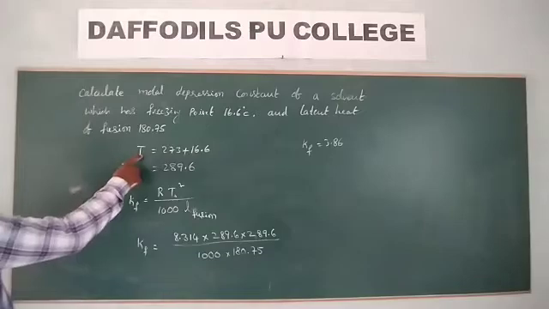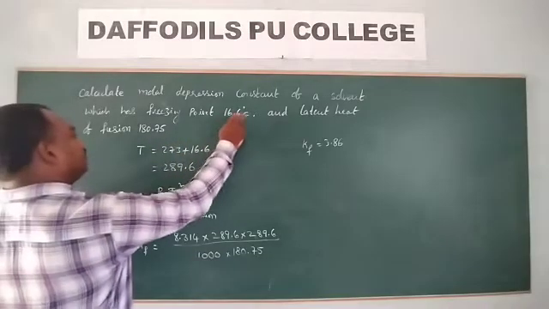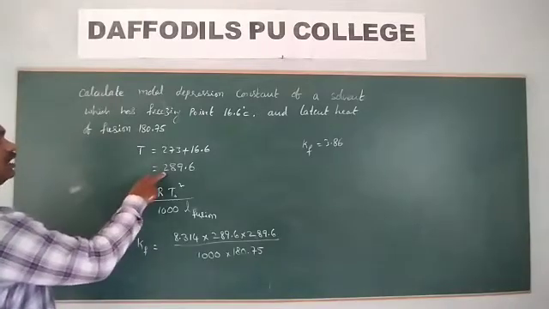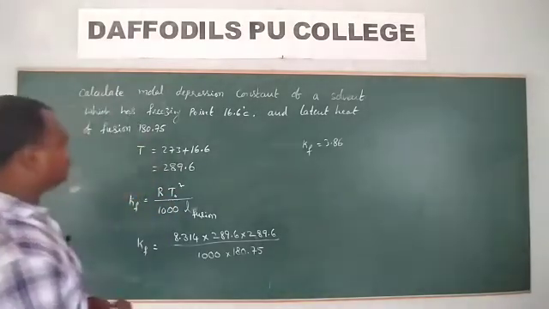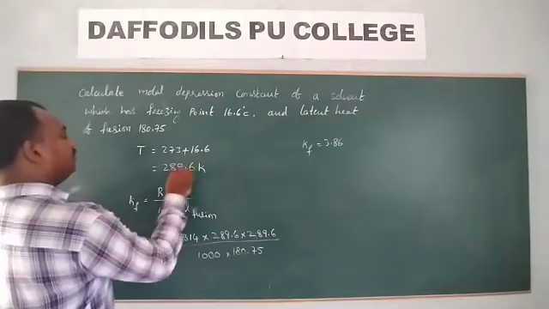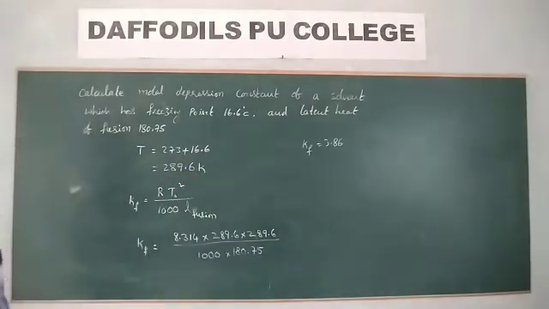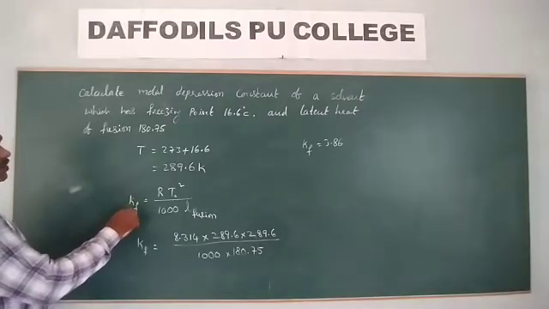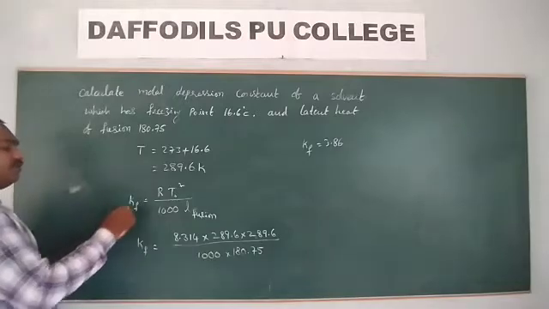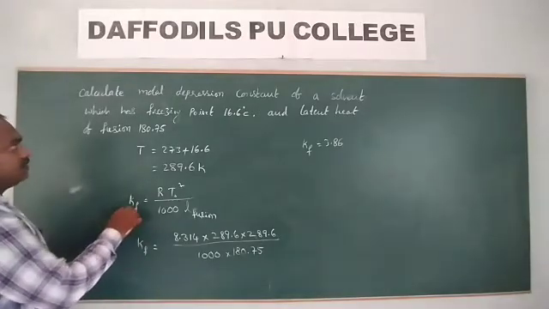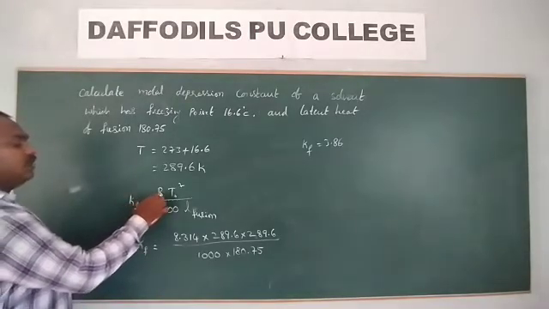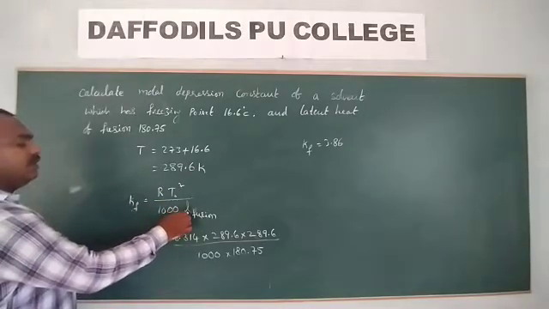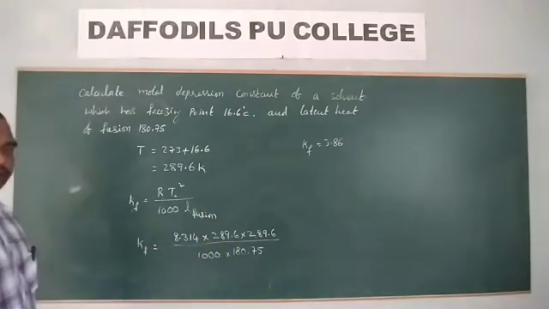Look here, the temperature is given in the degrees centigrade scale. So first I converted the temperature into the Kelvin scale. How much does this come to? 289.6 kelvins. The molar freezing point depression constant Kf, or cryoscopic constant Kf, is equal to R T naught square by 1000 times the latent heat of fusion. This is the formula.